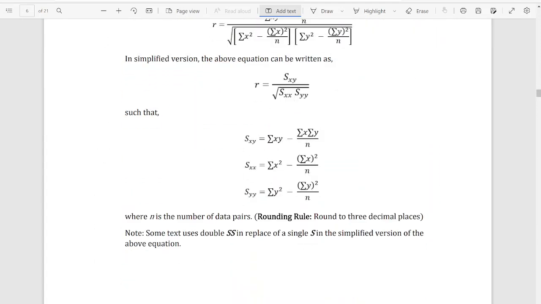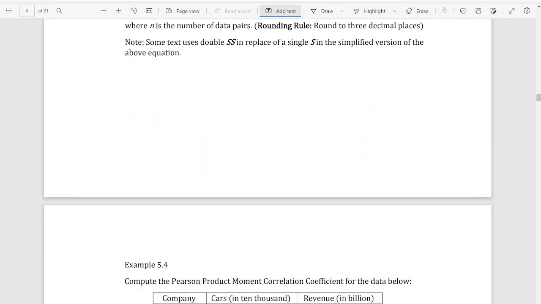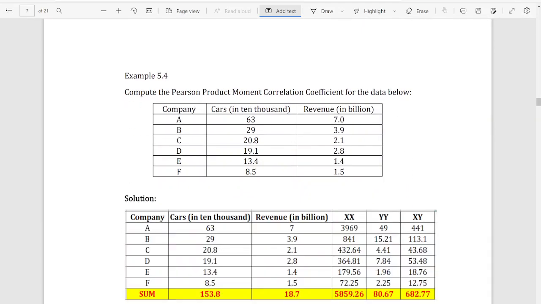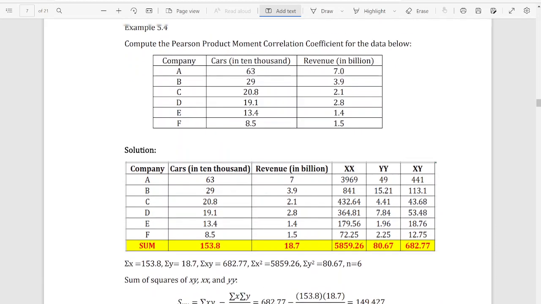So this is the formula. You have the rounding rule over there. So that is the formula to calculate the correlation value. Okay, this is an example of how you can calculate the correlation value manually.